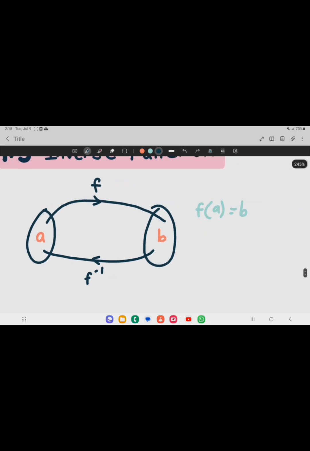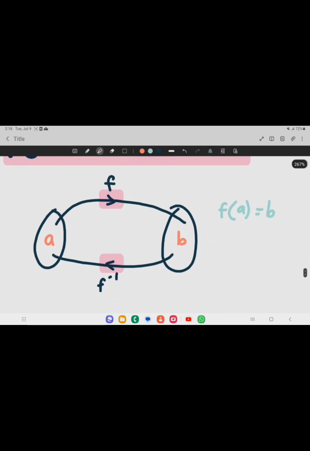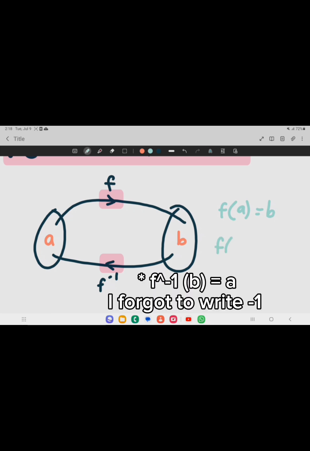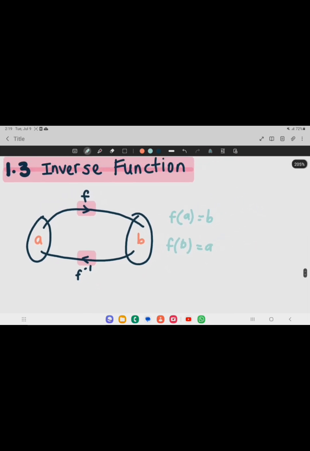So how to write the equation of the inverse function? Look at the arrow. Just now the arrow goes from left to right, but now the arrow goes from right to left. So when you want to write the equation, it must be like this. Inside the bracket, you must write this one first, not this. Because now the arrow itself is reversed already, so you cannot write this one inside the bracket. So you must write the B inside the bracket equals to A. So this is how to write the inverse function.